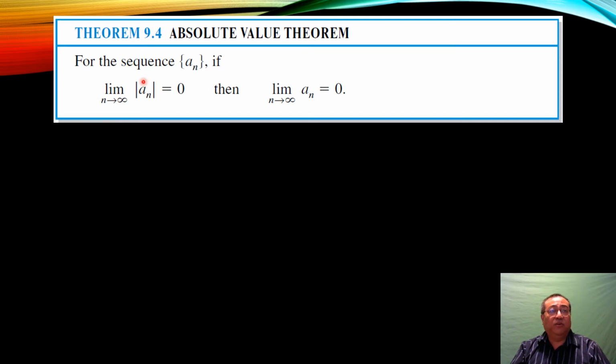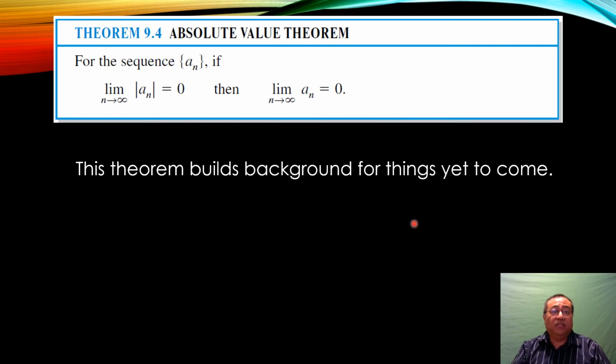Okay, absolute value theorem. Basically, this says if the absolute value of the sequence is going to 0, then the non-absolute value is going to go to 0, which kind of makes sense. This is kind of a background for things yet to come. I'm not going to really use this much until later on. This whole idea of taking the absolute value.